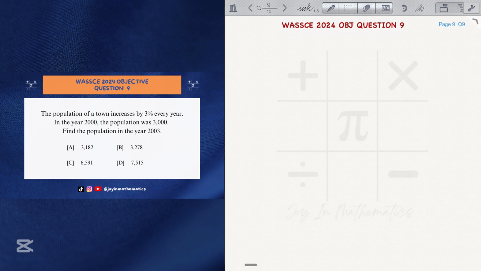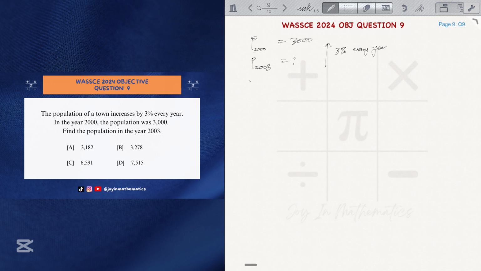So we are saying that at year 2000 the population is equal to 3,000, and we are looking for the population at the year 2003, where we understand that the population increases by 3% every year. So every year there's a 3% increase on the value of the previous year.